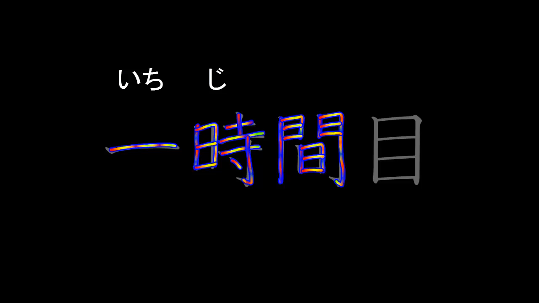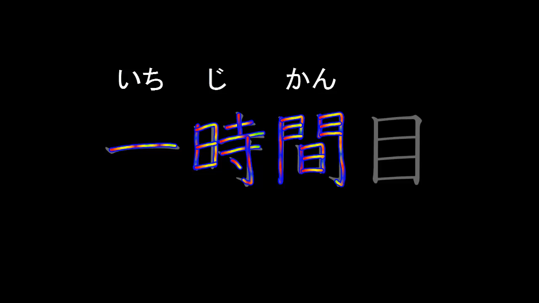So we've taken ichiji, we've added this character, which is pronounced kan, and we now have ichijikan, which is no longer 1 o'clock, but the period of an entire hour. So that would be like 1 hour long. I think you can see where we're going with this.